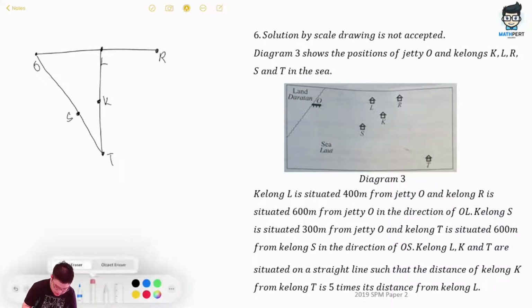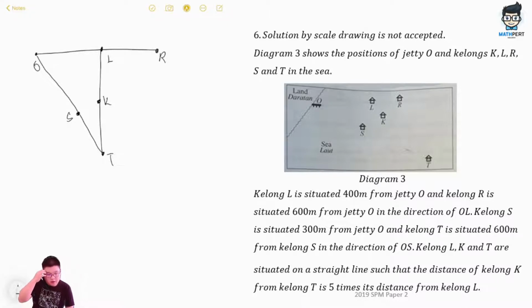So let me relabel the L. Okay, column L is situated 400 meters from jetty O, so from here to here is 400 meters. And column R is situated 600 meters from jetty O. So from L to R will be 200 meters, in the direction of OL. That means O, L, R are on the same straight line, right?